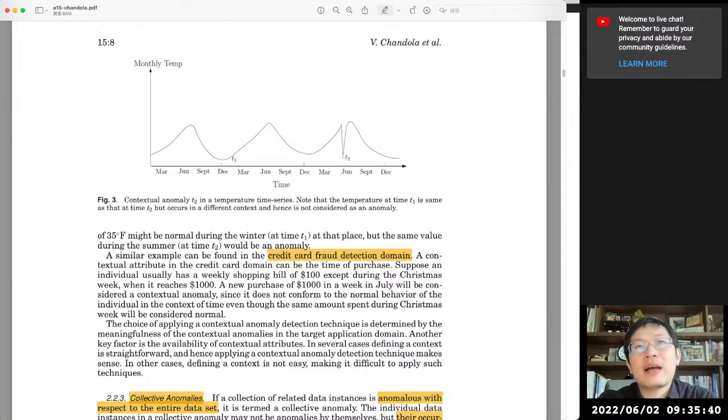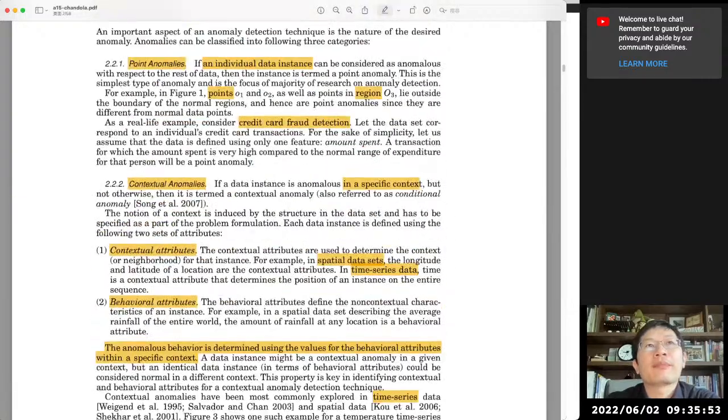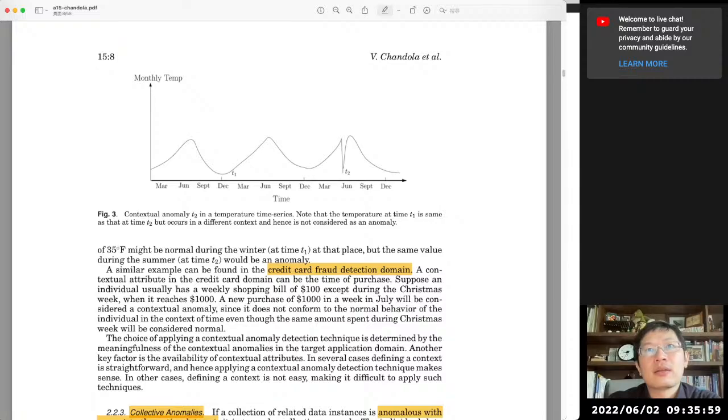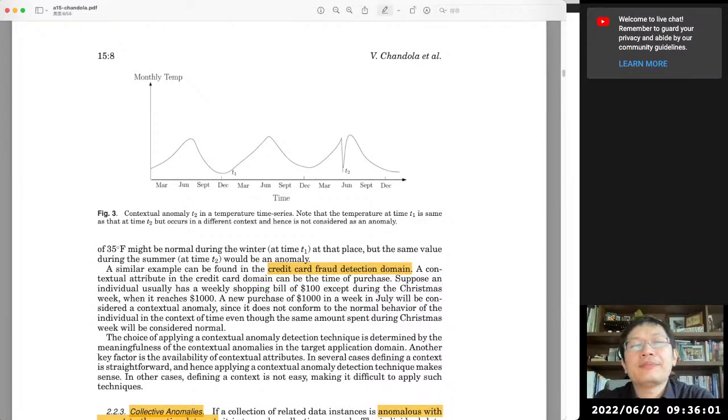But if you take a look at this figure and use the concept of point anomaly, or what we call point anomalies, then T2 is totally okay, because in the entire measurement, T2 is in the range of the lowest temperature to the highest temperature. So T2 is quite okay from the perspective of point anomaly.